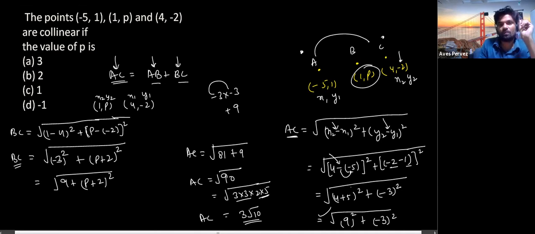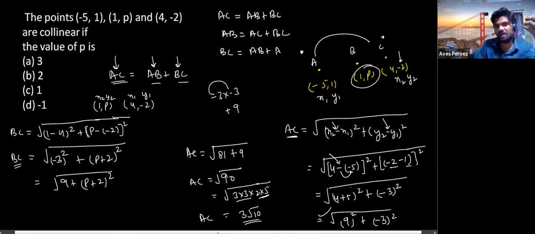If such types of questions come to you, what do you need to do? You need to calculate whether AC may be equal to AB plus BC, or AB may be equal to AC plus BC, or BC may be equal to AB plus AC. We actually don't know. It is not given that these points are given in an order or in a series.